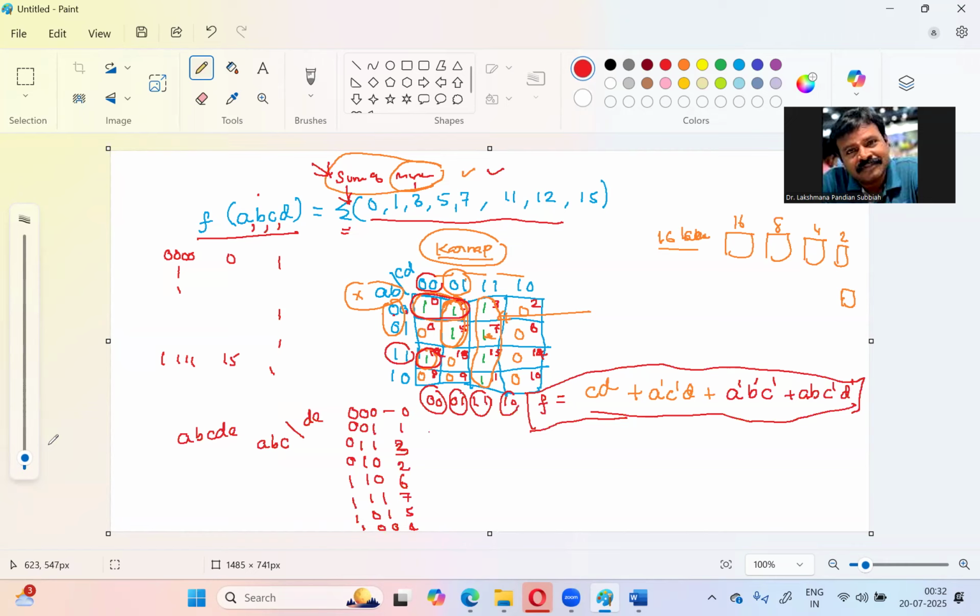So now the total is 32 cells, 8 into 4, 32. Then we have to fill them. The possible combinations are from 5 zeros to 5 ones, so the numbers 0 to 31. The corresponding number we have to fill with 1. So this is the 5 variable method. Here the 4 variable method is this one.